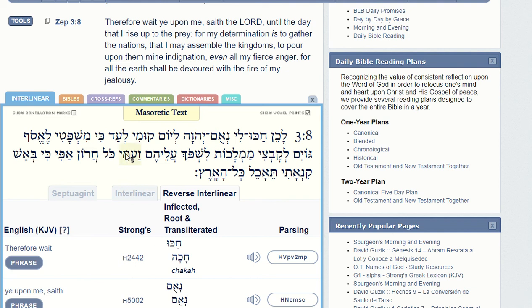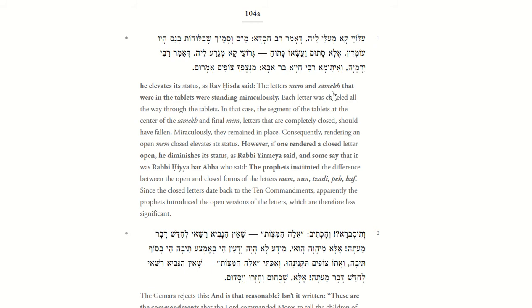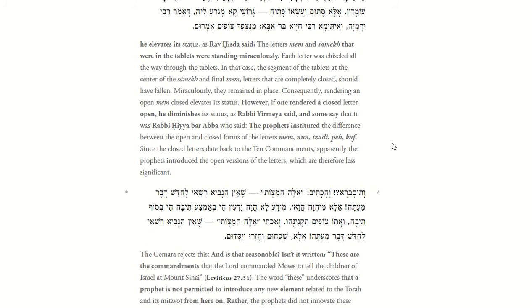Now, for any of these letters with the open ones and everything, that's fine. That's no problem. It's like carving a pumpkin. But as anybody knows, you can't carve all the way through something that is going to be a closed thing and still have the center there. But miraculously, so says Talmud, the letters mem and samek that were in the tablets were standing miraculously. Each letter was chiseled all the way through the tablets. In that case, the segment of the tablets at the center of the samek and final mem, letters that are completely closed, should have fallen. Miraculously, they remained in place.